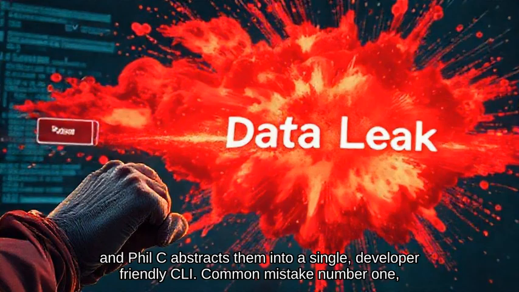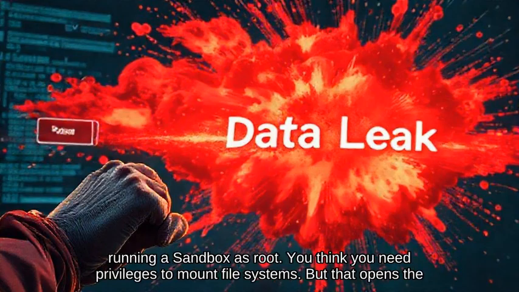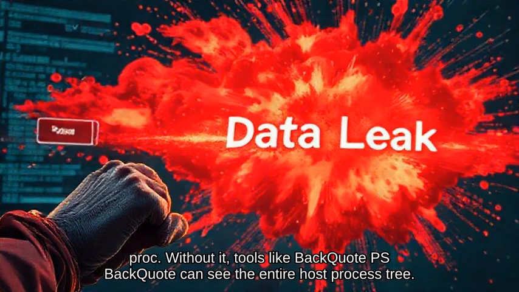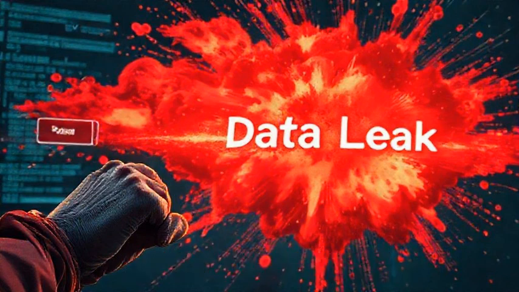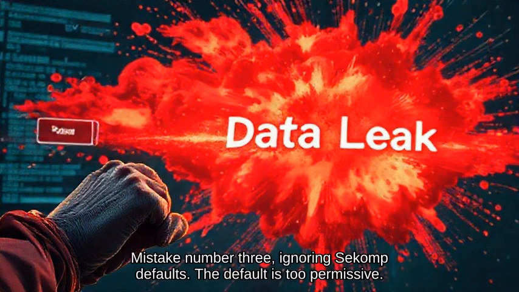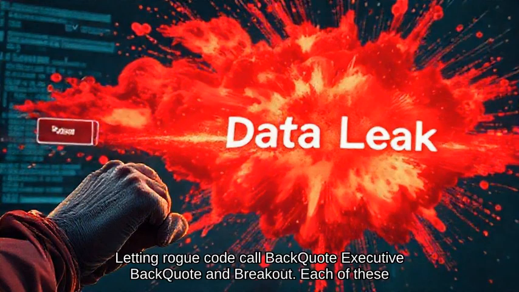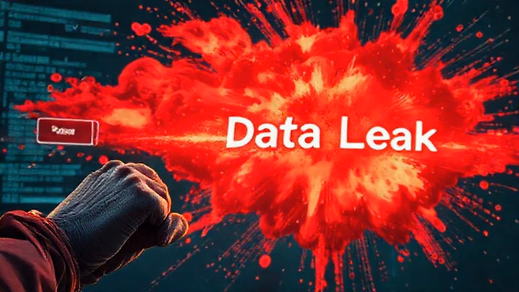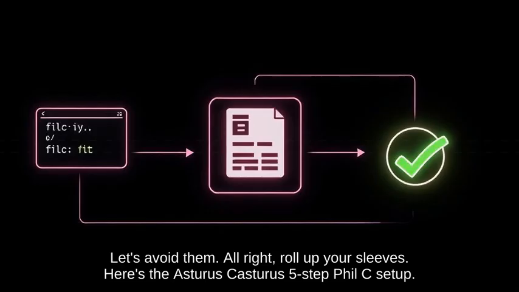Common mistake number 1. Running a sandbox as root. You think you need privileges to mount file systems, but that opens the host to privilege escalation attacks. Mistake number 2. Forgetting to bind mount proc. Without it, tools like ps can see the entire host process tree. Mistake number 3. Ignoring seccomp defaults. The default is too permissive, letting rogue code call exec and break out. Each of these blunders has cost companies millions in data loss and reputation damage. Let's avoid them.